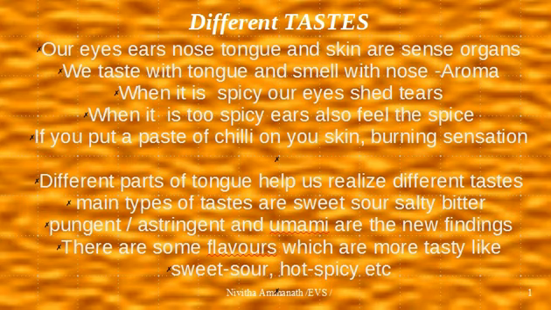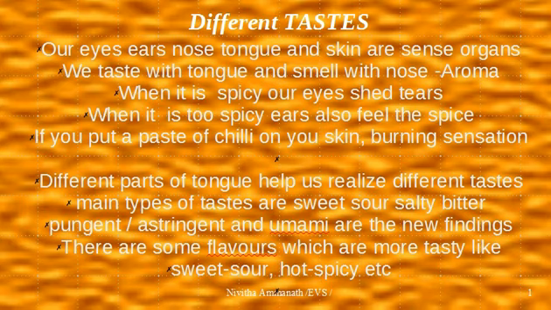Now, suppose you make a paste of a chili and then put it on your skin. The skin also burns. It gives a burning sensation telling you this is spicy. So, all our sense organs help in understanding the taste, not only the tongue. But the tongue is the main sense organ for our taste. What are the different types of tastes? Sweet, sour, salty and bitter are the different types of tastes.